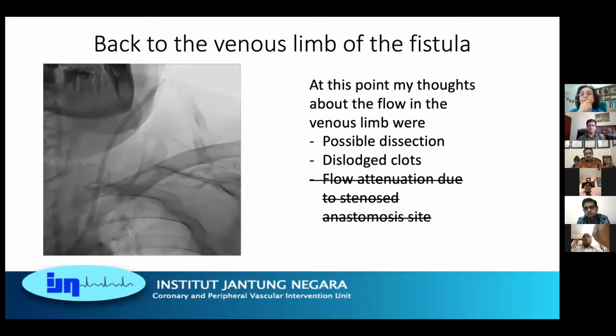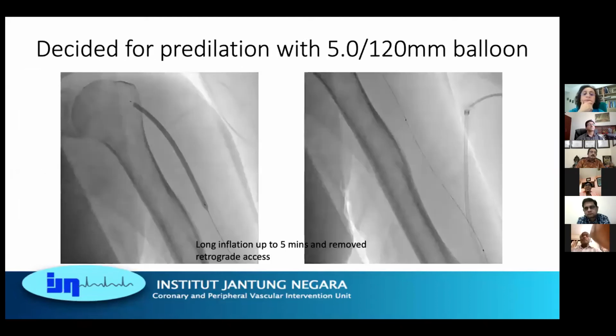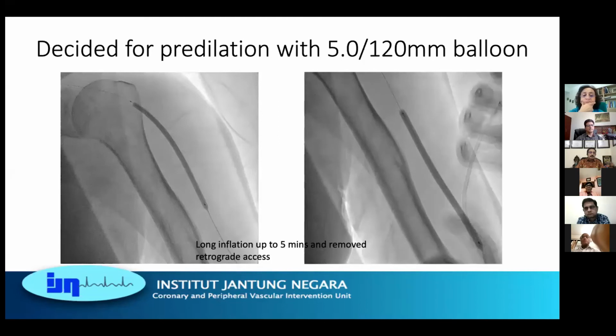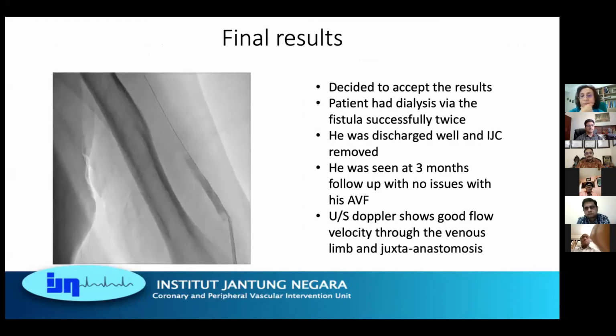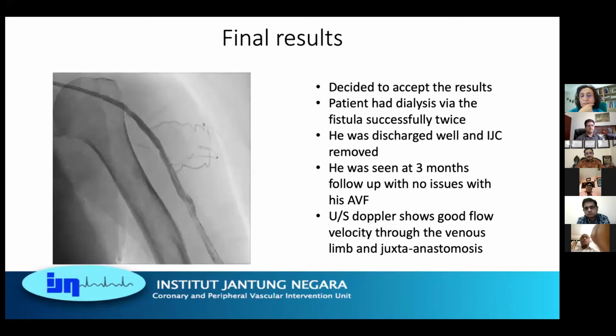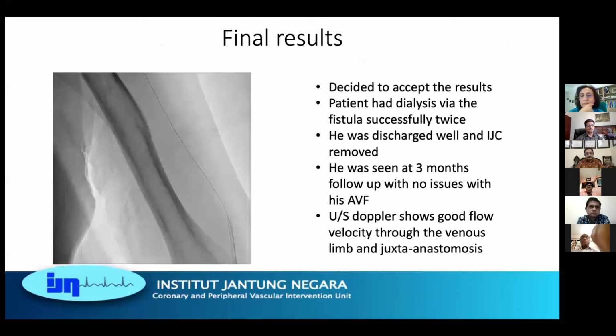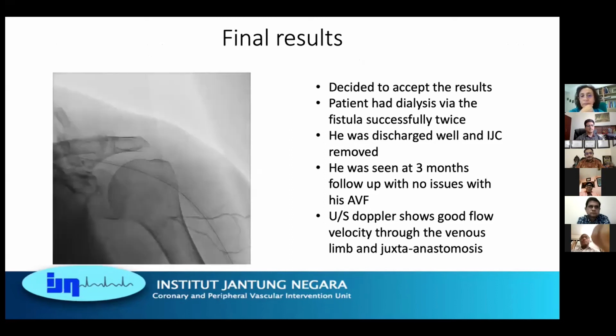What I usually do is I took a long 50 by 120 mm balloon, did long inflations up to 5 minutes. Because I was going to do a long inflation, I removed the retrograde wire to help seal off that puncture, and that was successful. And this was the final result. To be honest, I was quite happy. I knew that there were no dissections. The flow was good in the venous limb and at the juxta anastomotic site.